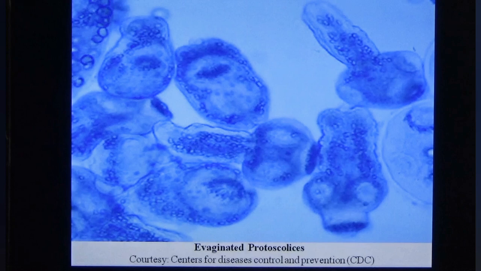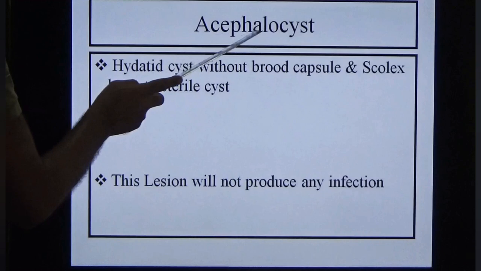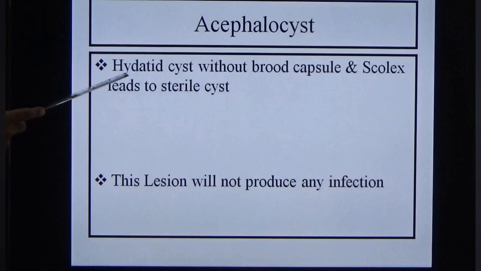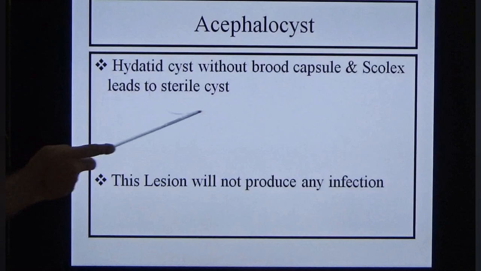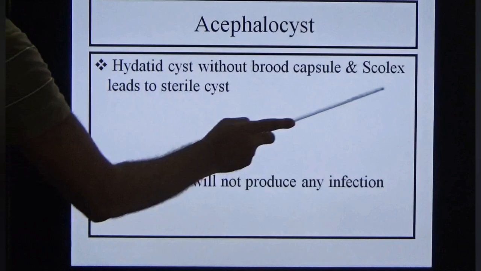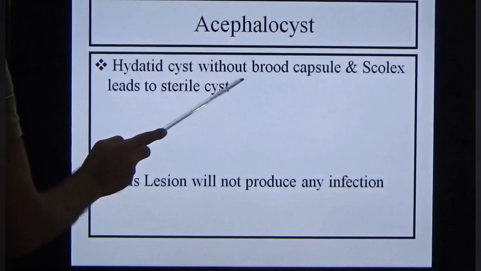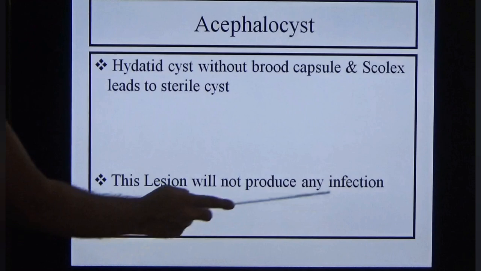Okay, next, another one is one word: acephalocyst. So what is acephalocyst? Acephalocyst means a hydatid cyst without brood capsule and scolex, leading to a sterile cyst. The basic pathogenesis in the human being develops because of the brood capsule and scolex. So this cyst does not have brood capsule and scolex, so we are calling it a sterile cyst. This lesion will not produce any infection to the intermediate host.